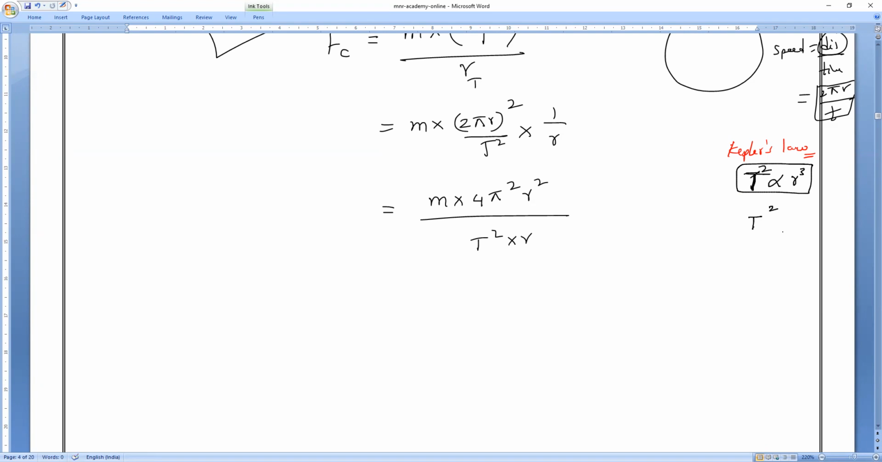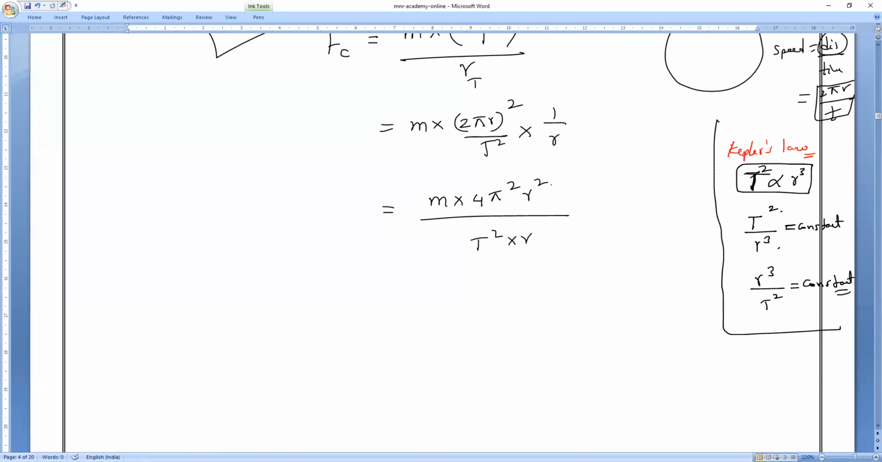So for any planet, the square of the time period divided by the cube of r, if you take different planets, is equal to what? Constant. Constant. R cube divided by T square, or T square divided by r cube, is also constant for every planet. So that is called Kepler's third law. Either way it is constant, T square by r cube or r cube by T square. So that is the reason.